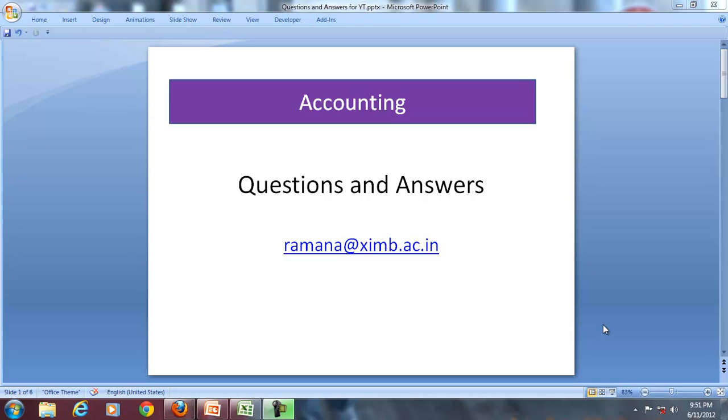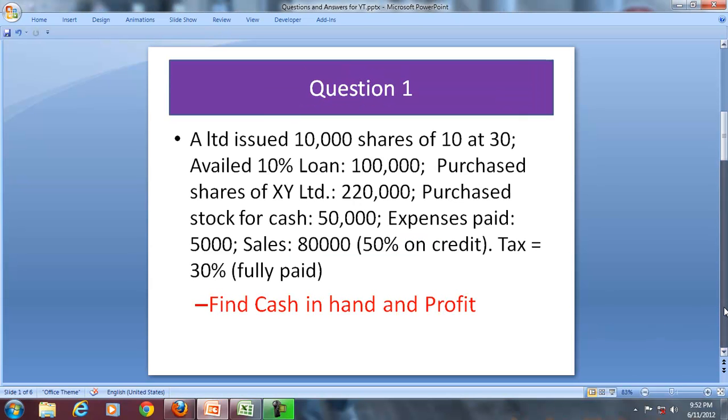Today we are going to pick up some questions and answers, and these questions have been raised by students, and some of these questions may be numerical or some may be theoretical, and today's question is to find the cash in hand and profit when certain transactions are given.